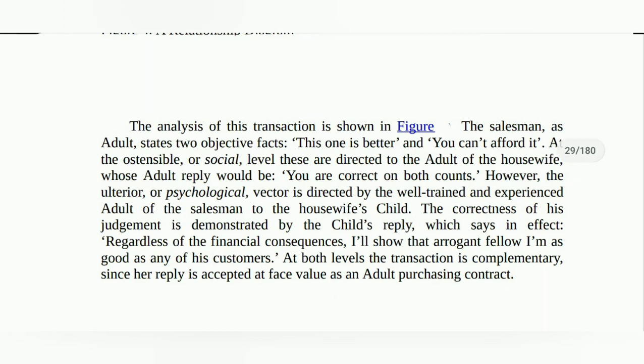However, the ulterior, or psychological, vector is directed by the well-trained and experienced adult of the salesman to the housewife's child. The correctness of his judgment is demonstrated by the child's reply, which says in effect, regardless of the financial consequences, "I'll show that arrogant fellow I'm as good as any of his customers." At both levels the transaction is complementary, since her reply is accepted at face value as an adult purchasing contract.